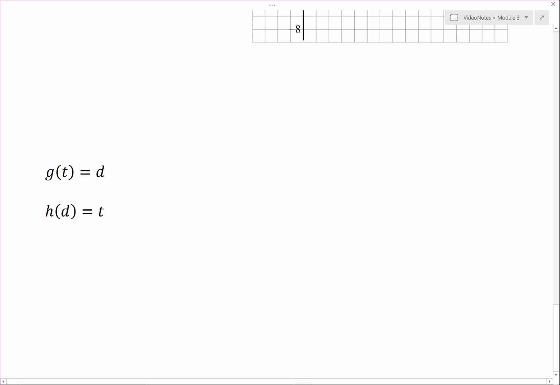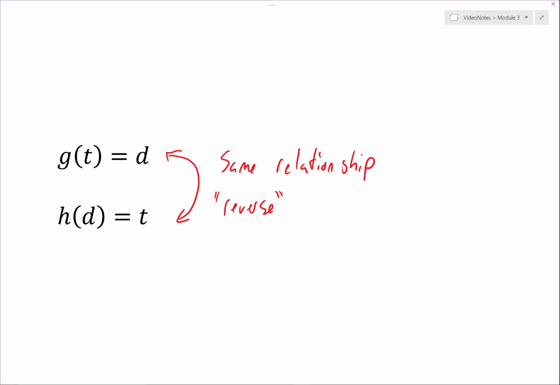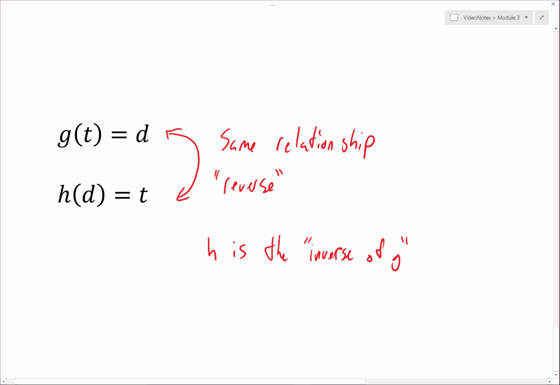So functions g and h, these two functions, they represent the same relationship. So we have the same relationship, but we're kind of going in reverse. So the input and output variables are reversed. These functions kind of reverse each other. Therefore, we say that h is the inverse of g.